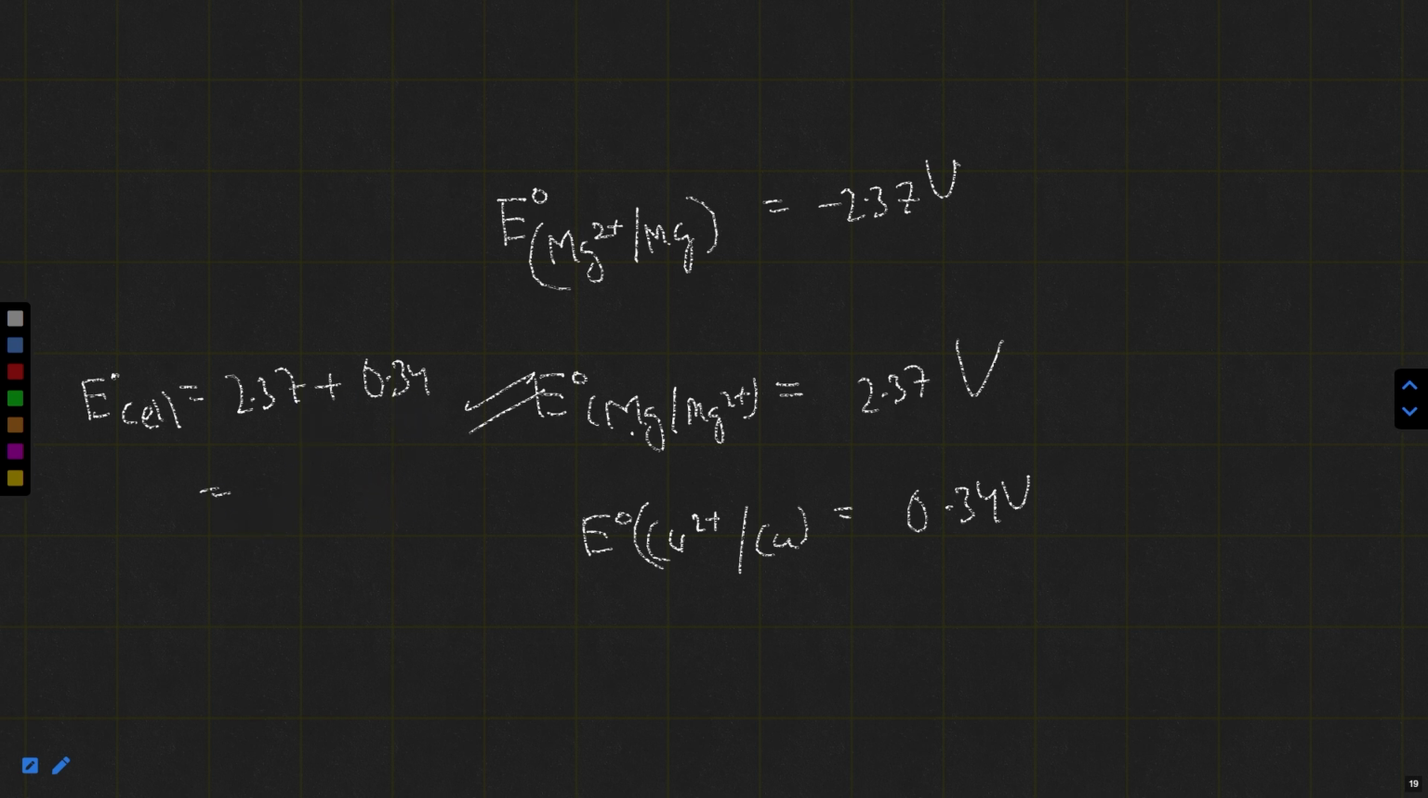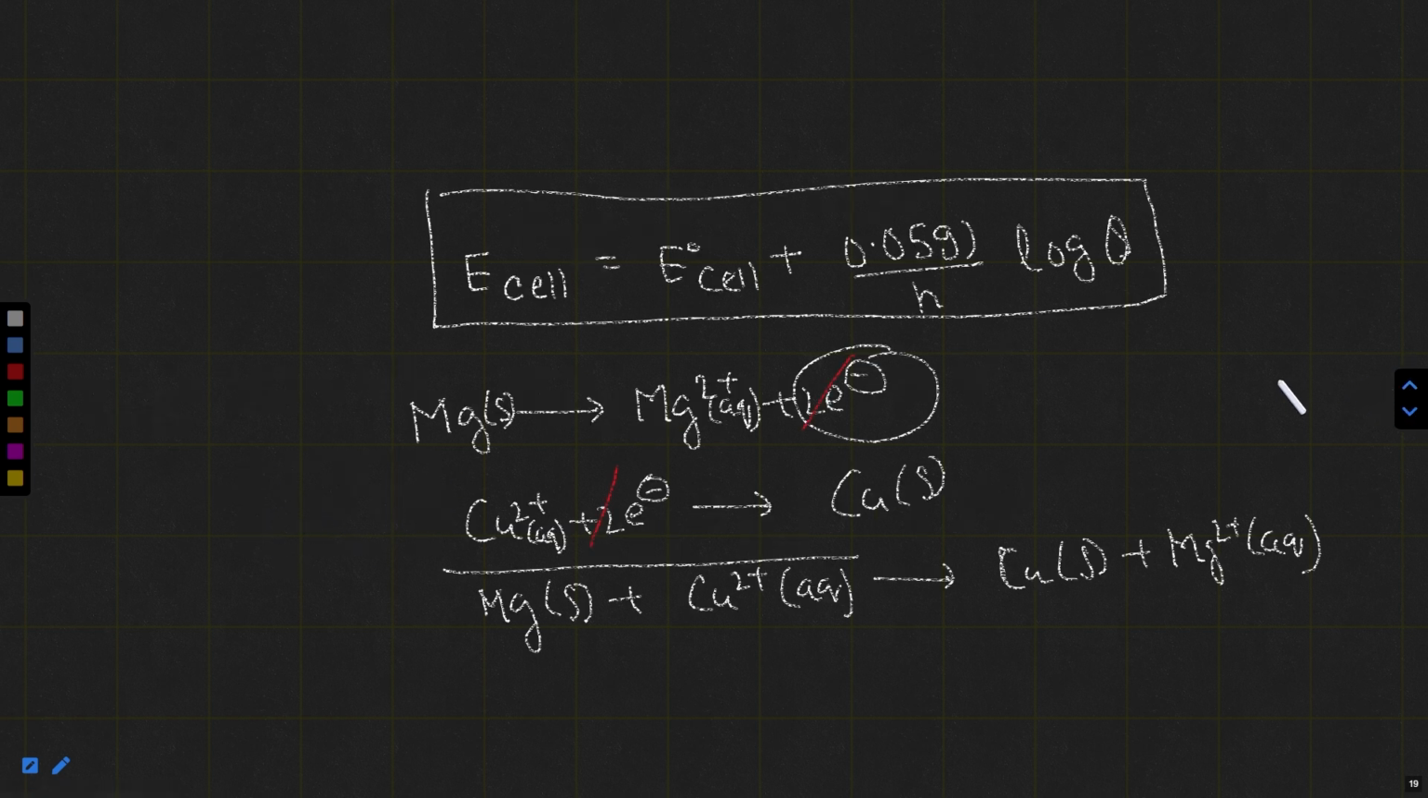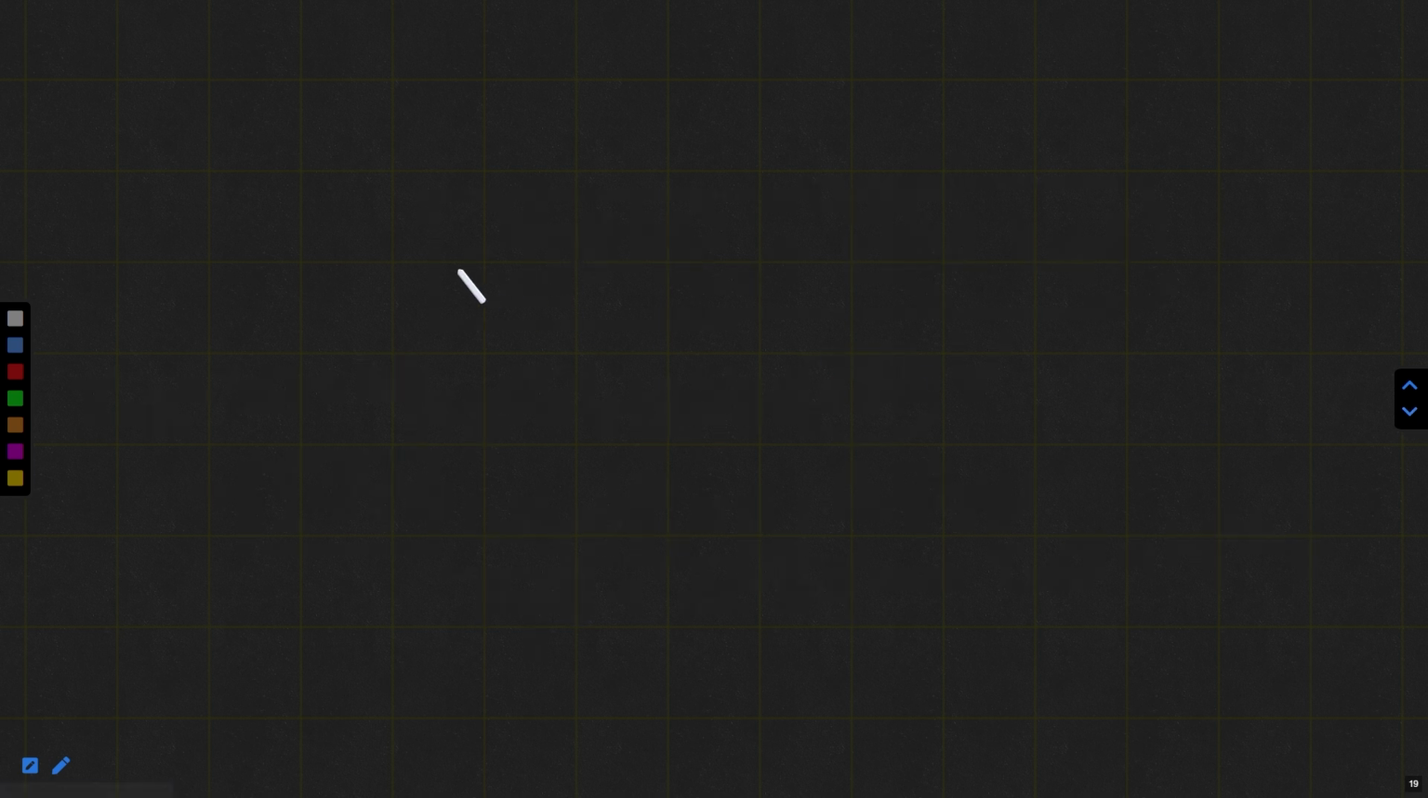So the value will be 7411, 33617 and 2.74 volts. Okay, so you got an E0 value. Just put this value here. So E cell will be equal to 2.37 plus 0.0591 divided by n, that is the number of electrons.